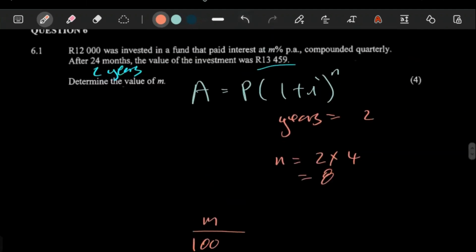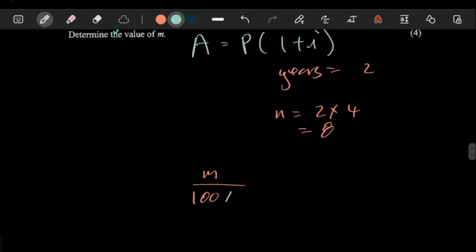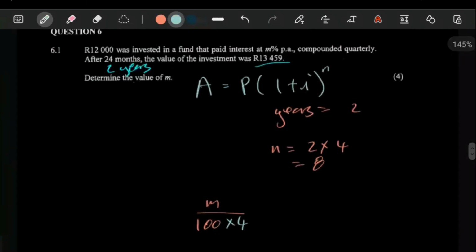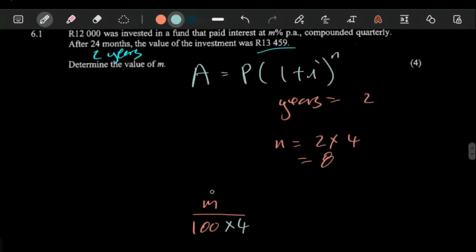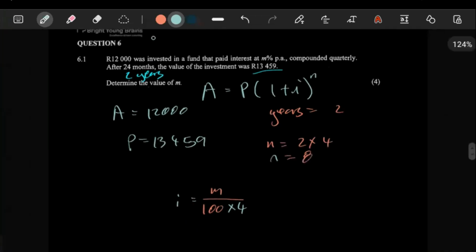If it's compounded quarterly, we also have to divide this by 100 times 4 because it's compounded quarterly. So this is the value we put where i is. This is the value we put where n is. Our initial value was 12,000. Our value after the time period passed is 13,459, you see. So all this we're going to put over there.